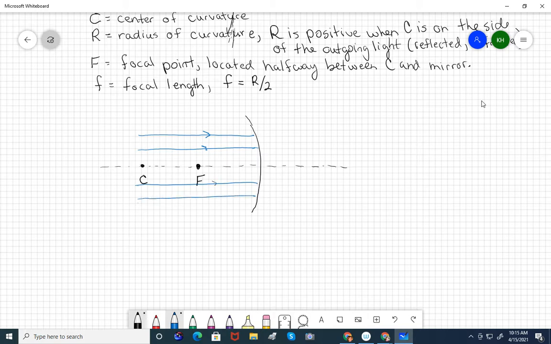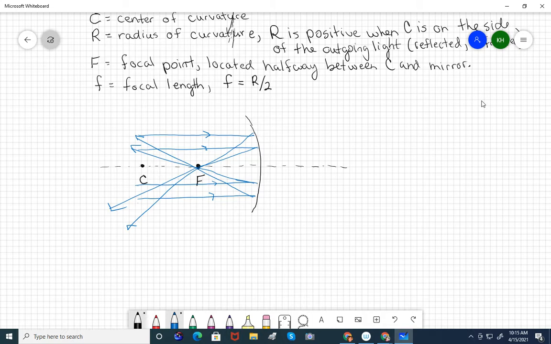So I have these incoming parallel rays, but when they reflect, all of them go through, and it's really hard, I'm aiming for it as best I can, through the focal point. That's why it's called the focal point. The focal point is the location where parallel rays are focused. You can also think of why it causes them to converge.